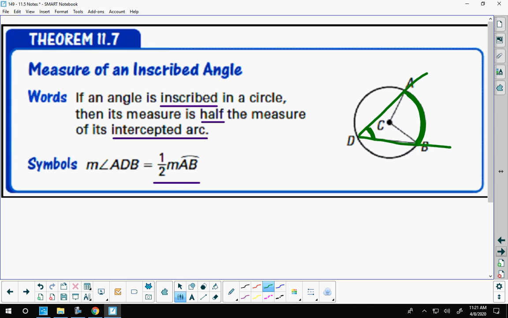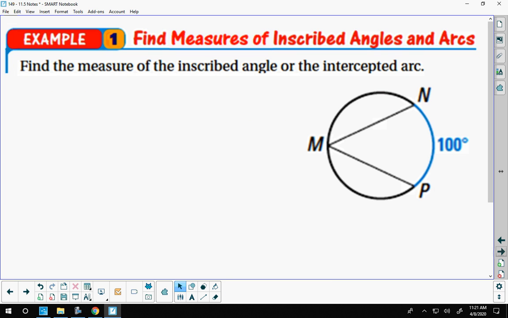So the measure of angle ADB, see how it's an angle, it's an inscribed angle, is half the measure of arc AB. So let's say arc AB was 20, then the measure of this angle would be 10. So for example, arc NP is 100 degrees, and we want to find the measure of the inscribed angle, which is right here. Well, it's going to be half the intercepted arc. The intercepted arc is 100 degrees, so the inscribed angle is 50 degrees.